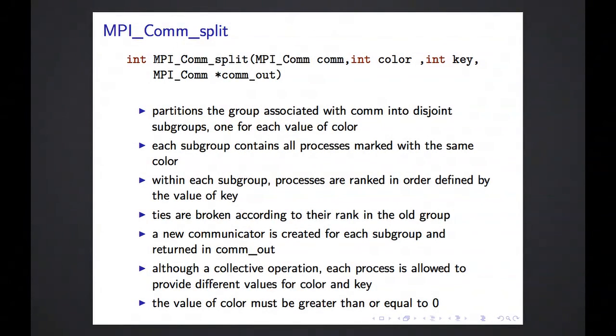So what this MPI Comm Split call will do, it will partition the group associated with Comm, which is the original communicator, into disjoint subgroups, one for each value of color. And color is just whatever you want to use to identify a particular group. And then there are some things like what happens if you have a tie and that kind of thing. Those are just some details, but this will become much more clear once I show you the actual use of this.